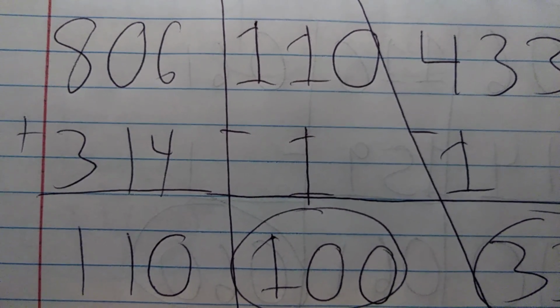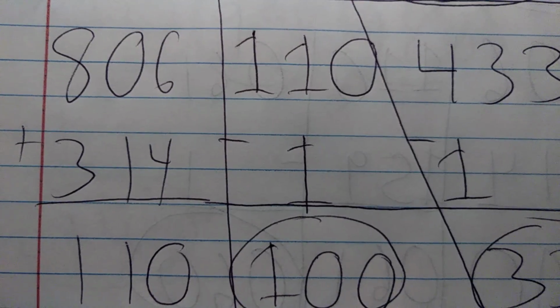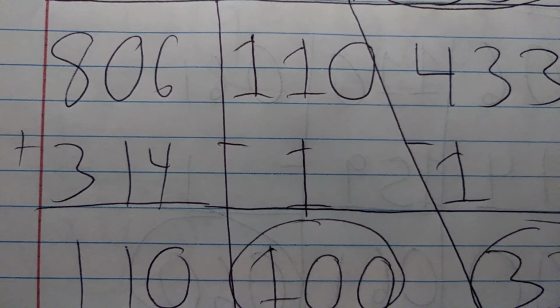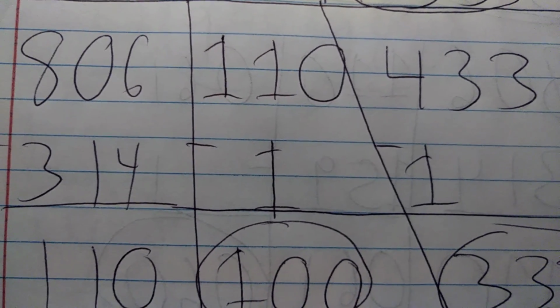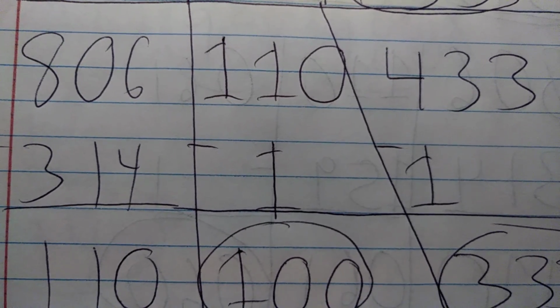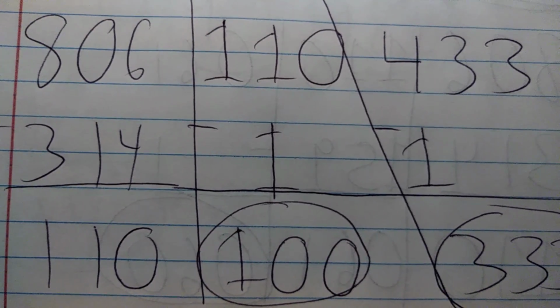And then if you go back to this one over here, 806 plus 314. 8 plus 3 is 11, keep the 1. 0 plus 1 is 1. And then 6 plus 4 is 10, keep the 0. And then you'll subtract off 1 from that middle 1 there. So that's going to give 100.